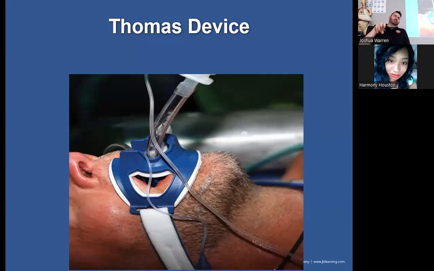They could obstruct the tube by biting down on that tube and obstructing airflow as you bag them. It sure is hard to bag this patient. Well, because they're biting the tube. That's why you want to use a commercial tube holder device.